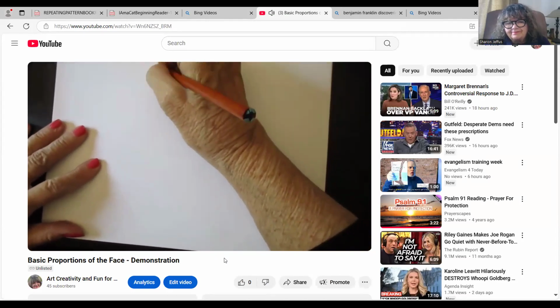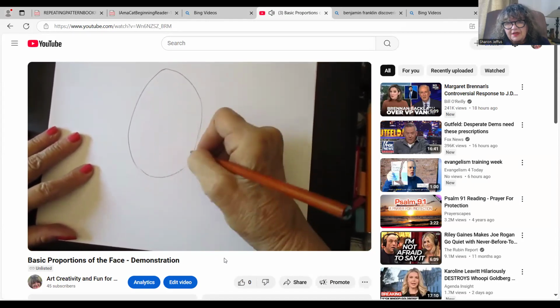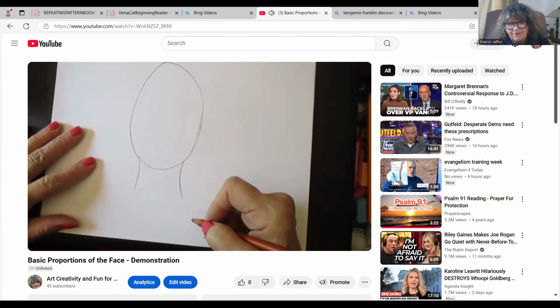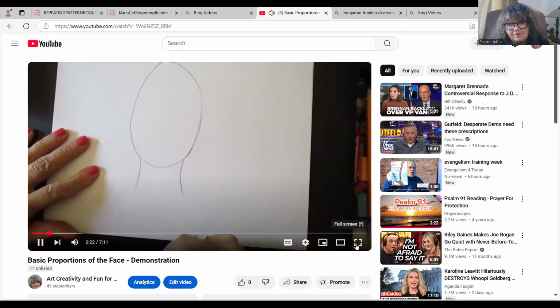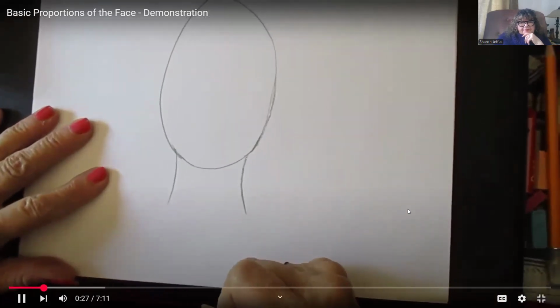The face is many different shapes. People have round faces, some people have square faces, oblong faces. But you are just going to start out with pretty much a basic oval. Just do this with me. And we're going to learn the classic proportions of the face.